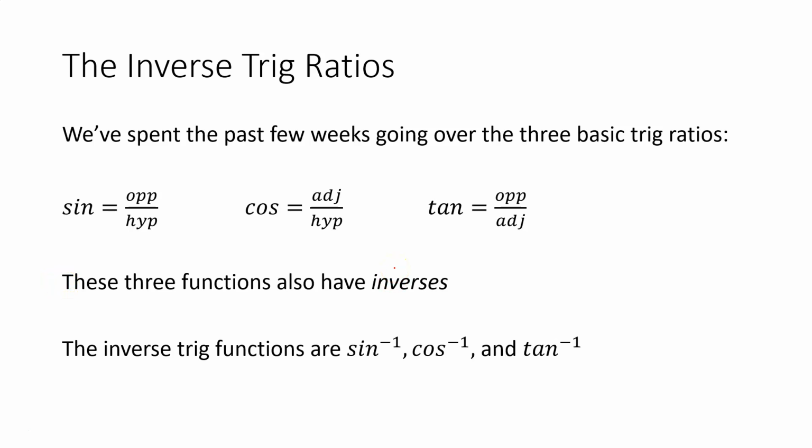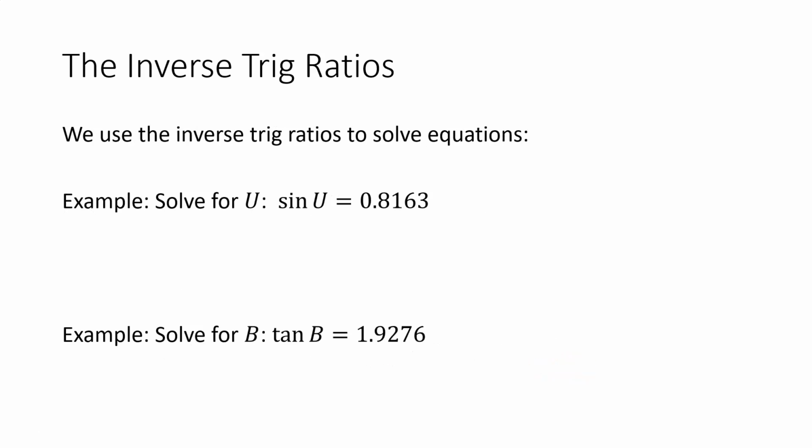Remember, whenever we solve an equation, we use inverse operations. So when we see addition, we subtract. When we see subtraction, we add. When we see multiplication, we divide. When we see squaring, we take a square root, etc. Sine, cosine, and tangent also have inverses. Those are inverse sine, inverse cosine, inverse tangent. We can use those to then solve equations.